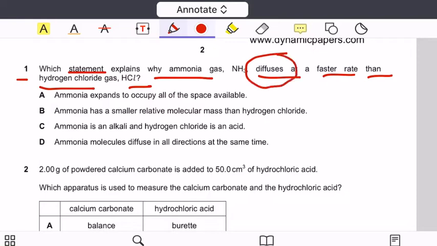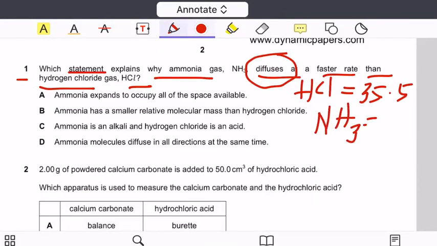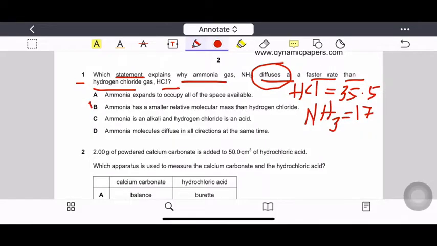Diffusion is actually dependent on molecular mass. Molecular mass of hydrogen chloride is 35.5 and for ammonia is 17. It means that ammonia has a smaller relative molecular mass than hydrogen chloride. This is the correct answer.